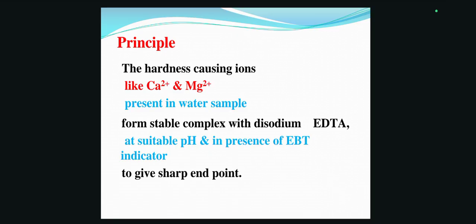But for stable complex formation, we have to maintain a suitable pH. So before adding EDTA, we have to add buffer solution and EBT indicator, and the indicator we are using to get a sharp end point. So the principle: the hardness causing Ca2+ and Mg2+ ions present in the water sample form a stable complex with disodium EDTA. For maintaining suitable pH we use buffer solution, and to indicate whether complex formation has taken place or not, we use EBT indicator.